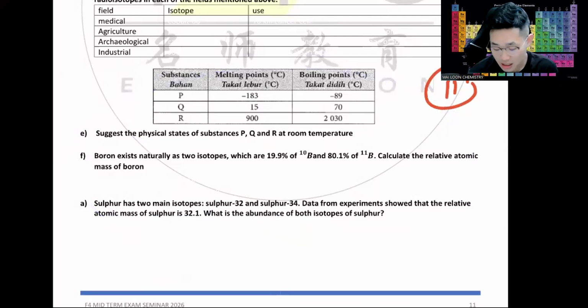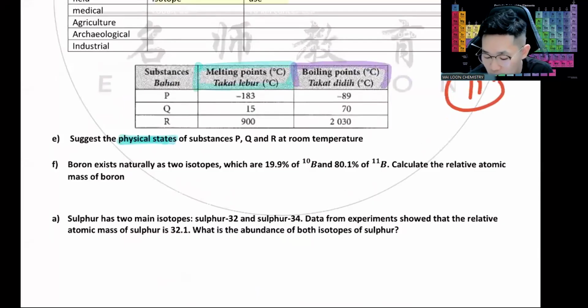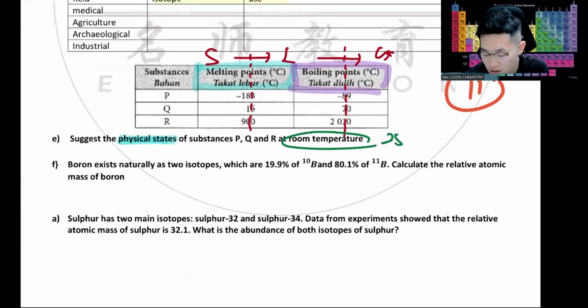Suggest the physical state. For this kind of question whereby they give you melting and boiling point and want you to tell the physical state, we always do it like this. Melting point. Melting means at this temperature, it's going to turn from solid to liquid. And then when it comes to boiling point, the liquid is going to turn into gas. So I want to know, with the temperature they mentioned here, room temperature, 25 degrees Celsius. You write 27 also can, whatever. It doesn't matter. Around there, okay, 25 somewhere there.